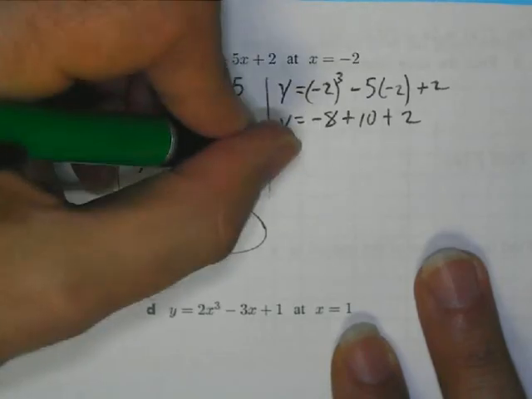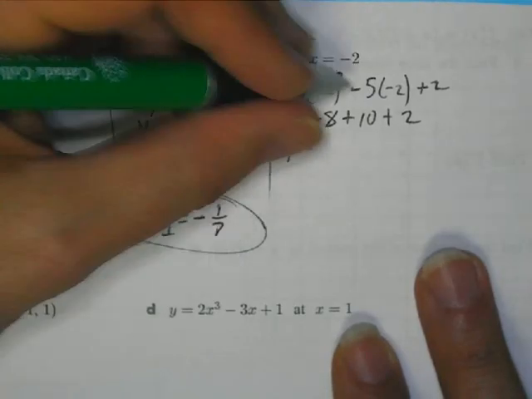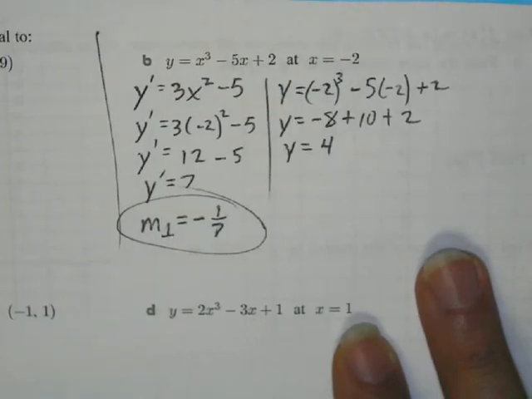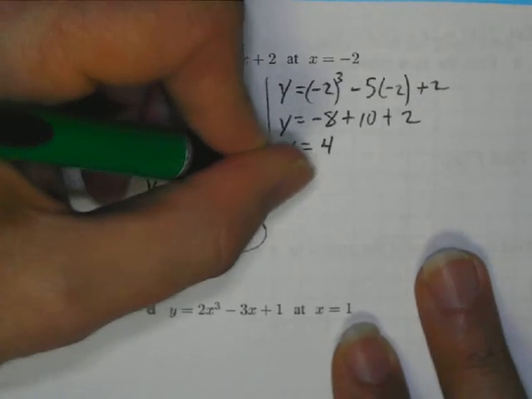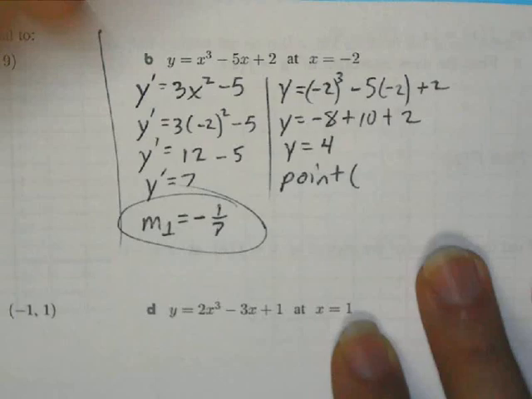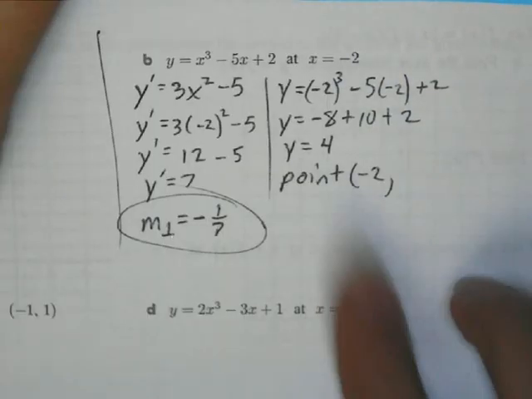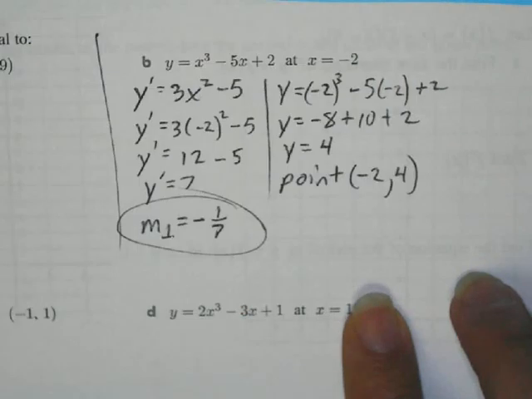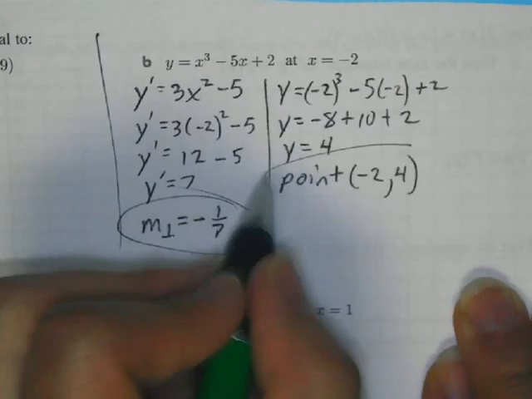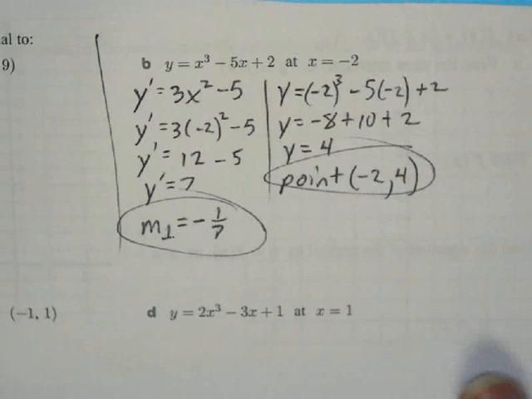And then that's going to get me positive 4. Okay, so now I know my point is negative 2 for x and 4 for y. Okay, so I'm going to use those two things to help me get my equation.